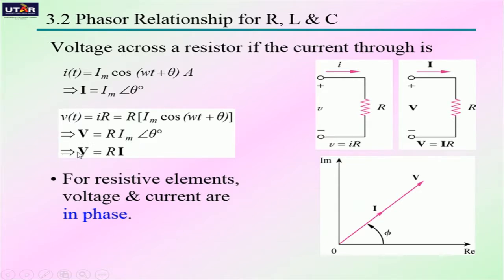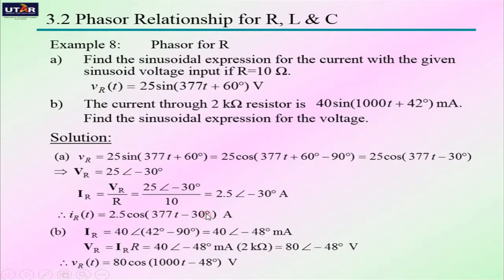Mathematically, it can be expressed as V equals IR, which is Ohm's law. So both are actually in phase. Current and voltage are in phase.